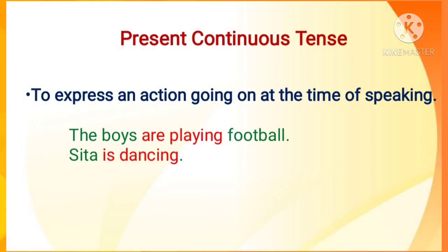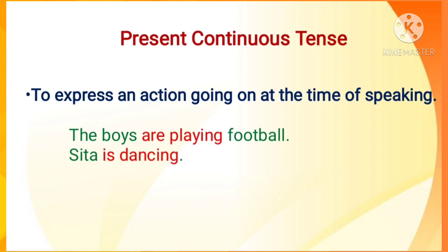So we studied about simple present tense, its usage and rule. Now we are going to study about present continuous tense. Present continuous tense is used to express an action going on at the time of speaking. So when we want to talk about an action that is going on at the time of speaking, then we will use present continuous tense.